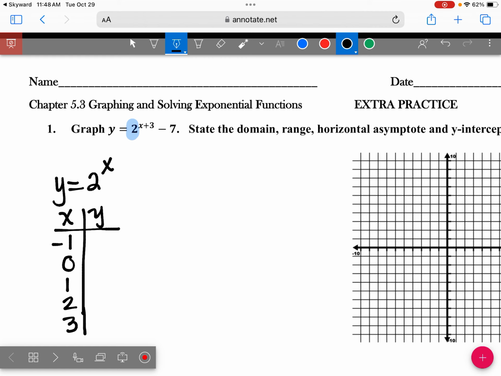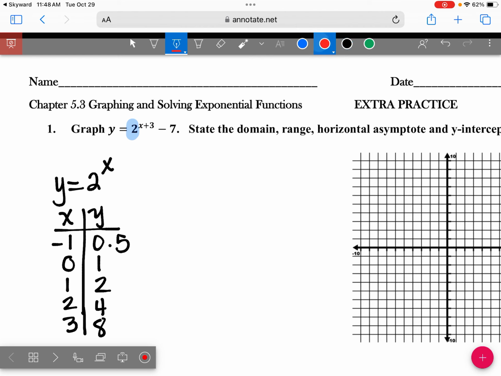So what did you get for your 5 y values? Any questions on how to find those? 2 to the power of -1 is 1/2. Anything to the power of 0 is 1. 2 to the first is 2. 2 squared is 4. 2 cubed is 8. So we're not going to graph it.